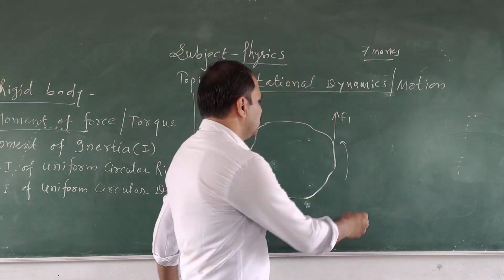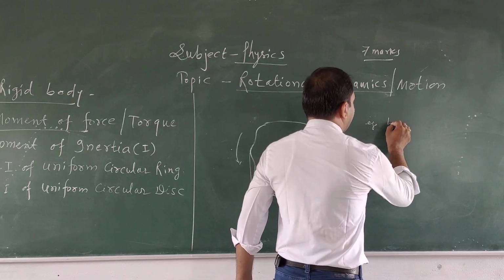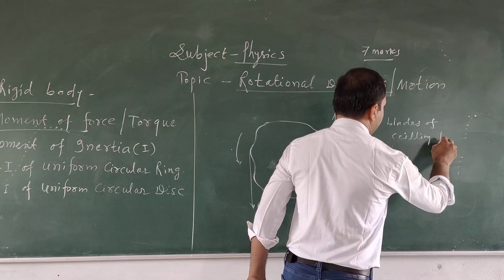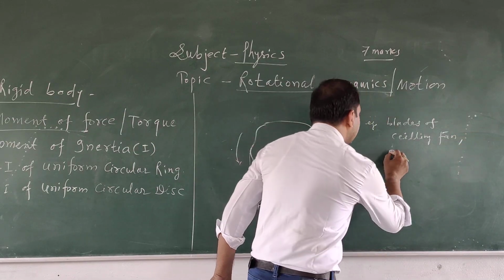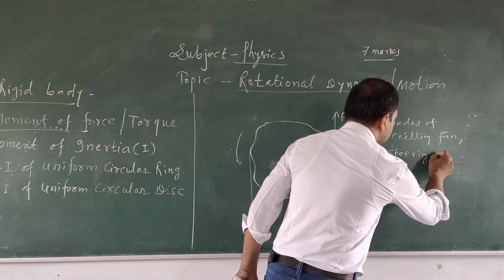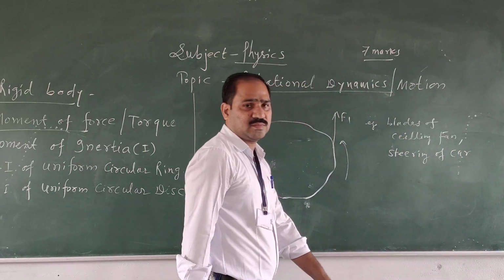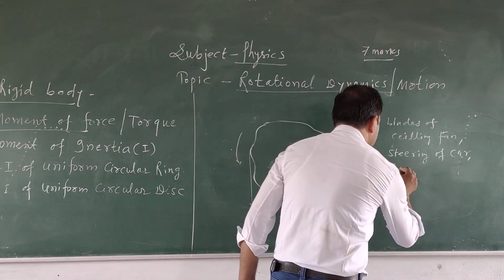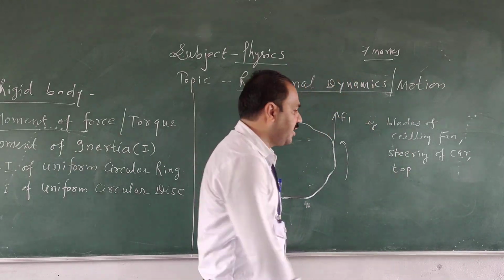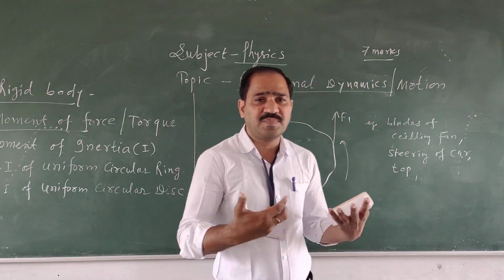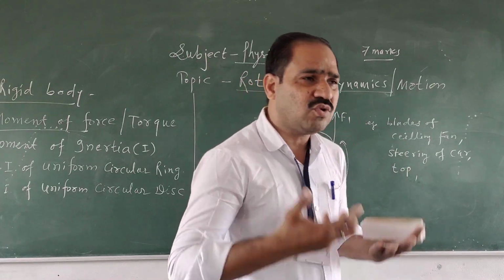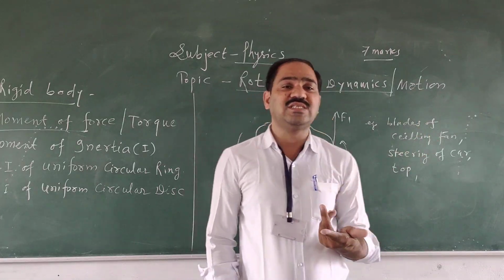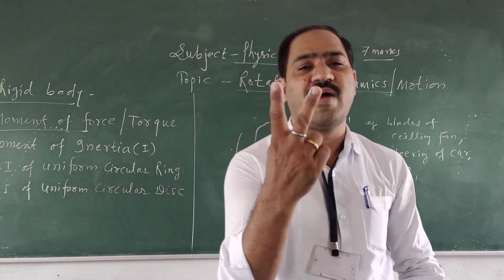For example, blades of the ceiling fan, steering of a car, rotation of a top, wheels of a car, wheels of a cycle, wheels of a motorcycle. So there are so many examples. In these cases, the force is applied at two different points.